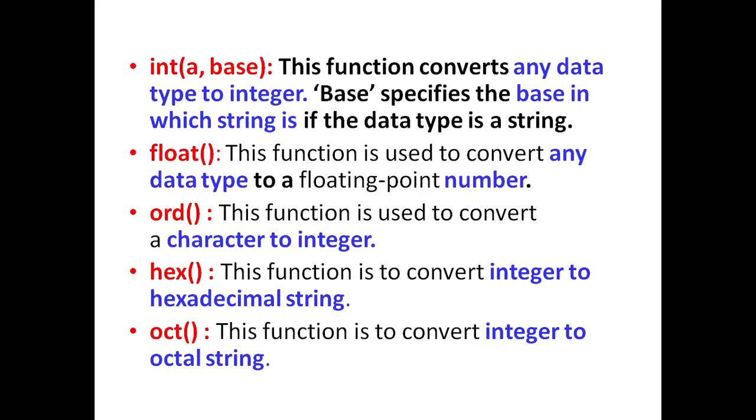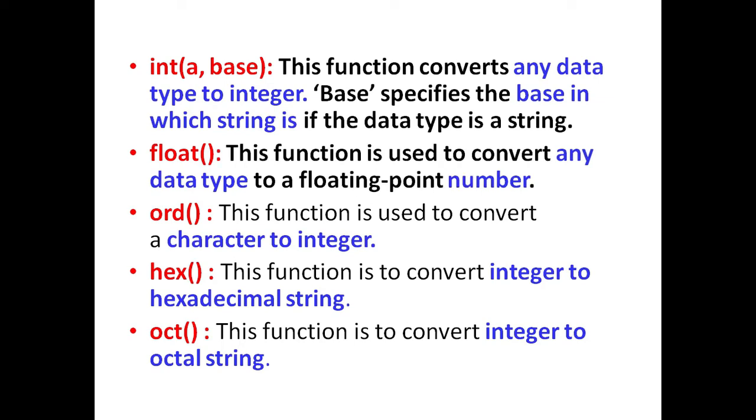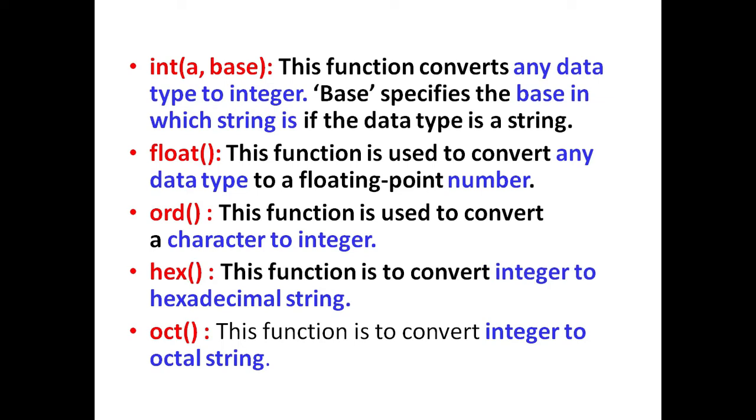First is int. This function converts any data type to integer. The base specifies the base in which the string is, if the data type is a string. The float function is used to convert any data type to a floating point number. The ord function is used to convert a character to integer. The hex function is used to convert an integer to a hexadecimal string. The oct function is used to convert an integer to an octal string.